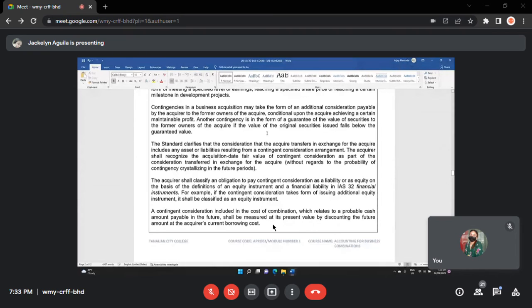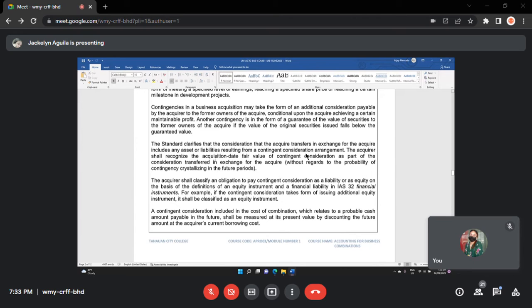Contingency in a business acquisition may take the form of an additional consideration payable by the acquirer to the former owners of the acquiree, conditional upon the acquiree achieving a certain maintainable profit. Another contingency is in the form of a guarantee of the value of securities to the former owners of the acquiree, if the value of the original securities issued falls below the guaranteed value. The standard clarifies that the consideration that the acquirer transfers for the acquiree includes any assets or liabilities resulting from contingent consideration arrangements.